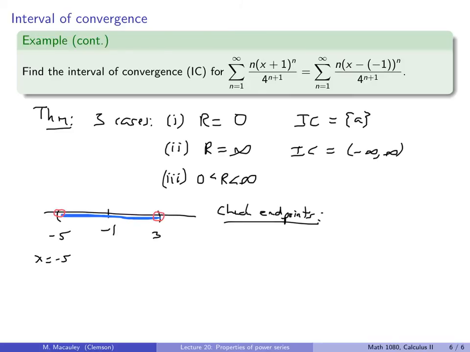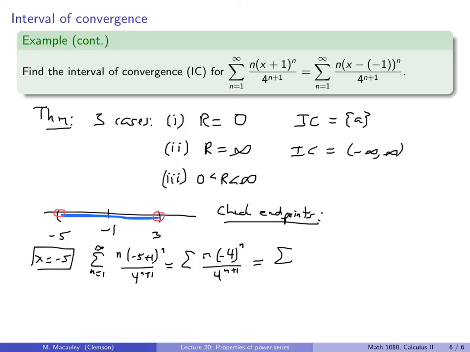Let's do x equals -5 first. So here, we're just going to plug in -5 into here and see what we get. So we plug in the sum from n equals 1 to infinity of n times (-5 plus 1) to the n over 4 to the n plus 1. So this is n times -4 to the n over 4 to the n plus 1. Now we can factor out the -1 to the n and write it as -1 to the n times n over 4. And let's factor out the 4. This is 1/4 times the sum from n equals 1 to infinity of -1 to the n times n.